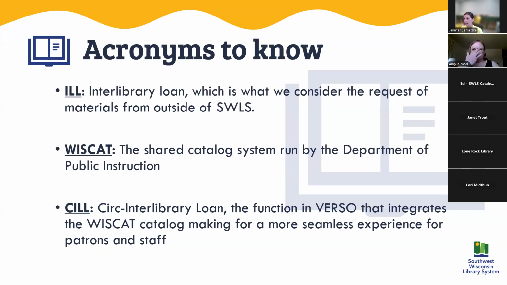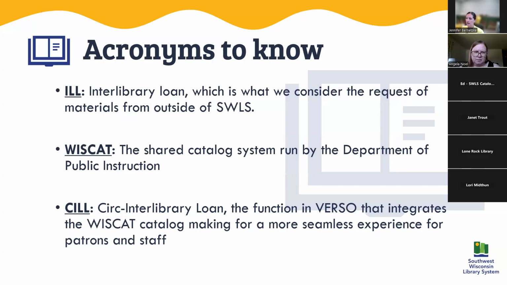So that would be WISCAT, which is enabled by CILL. WISCAT is the shared catalog that we share with the state, and it is run by the Department of Public Instruction. CILL is the CIRC interlibrary loan function in Verso that allows WISCAT to run right inside of Verso.